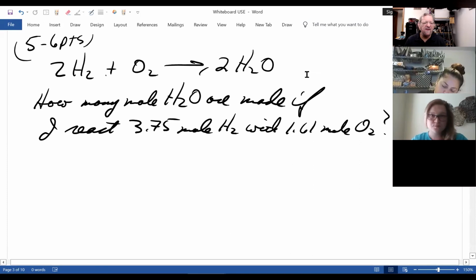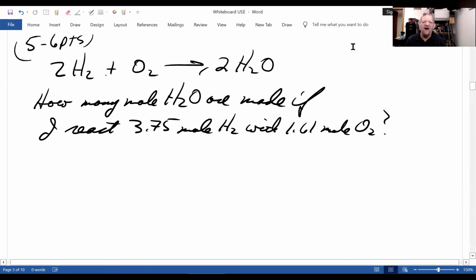All right, can everybody see the screen right now, where I have the balanced chemical equation? Good, thank you. This is worth 5 to 6 points, depending on my mood when I write the test, which I'm probably going to do this weekend. I have a balanced chemical equation, and the word problem asks how many moles of water are made if I react 3.75 moles of hydrogen with 1.61 moles of oxygen.